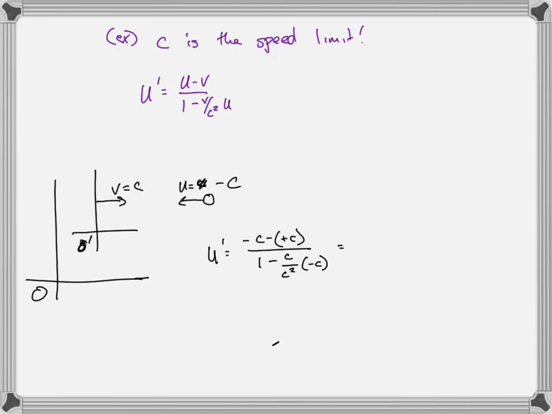And so what do we get? We get that u prime is equal to minus 2c on top, c squared over c squared on the bottom, so that's 2, so that's minus c. Look at that. That is pretty interesting. If u is minus c relative to the stationary frame, u prime is also minus c relative to the moving frame. Wow. Still moving at speed c.